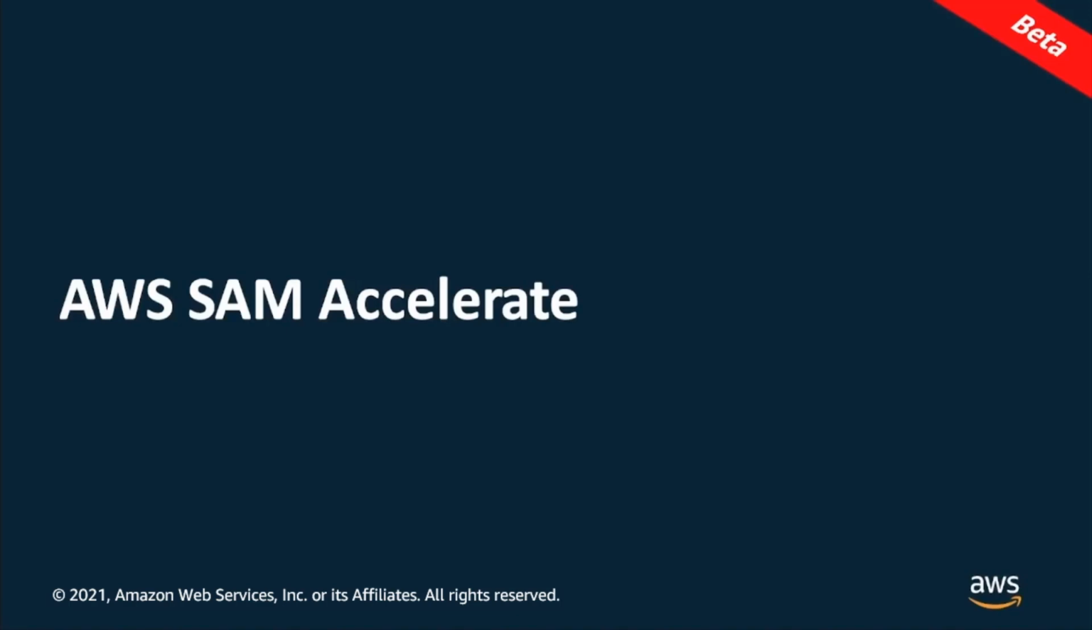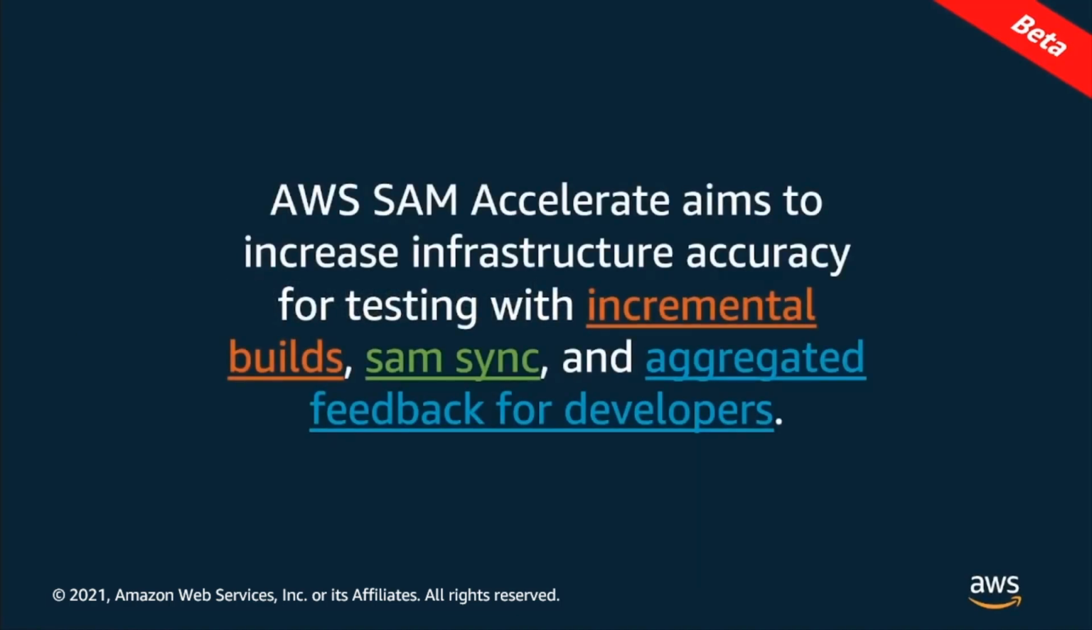Now, here's what we know. We know that developers have been trying to emulate things locally. All these emulations have been built, and we feel that instead of trying to bring the cloud to your computer, we want to get developers to the cloud. But we know that deploying after every change can take a while, and it's slow. So we're working on a new set of features called SAM Accelerate, and it's really this collection of features. And here's what it means. AWS SAM Accelerate aims to increase infrastructure accuracy for testing with incremental builds, SAM sync, and aggregated feedback for developers.